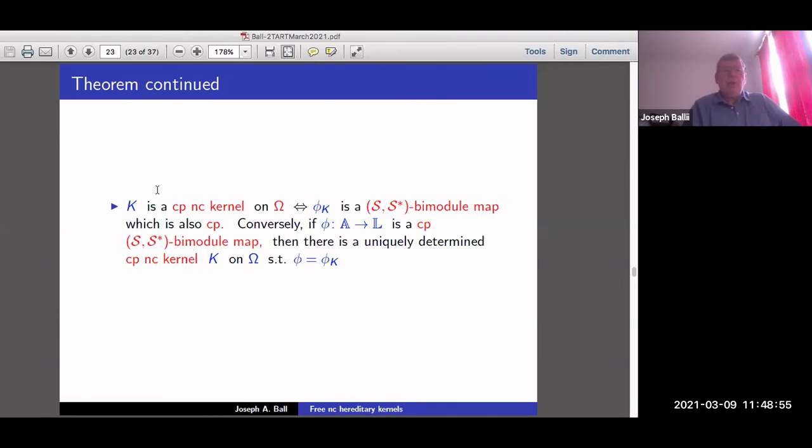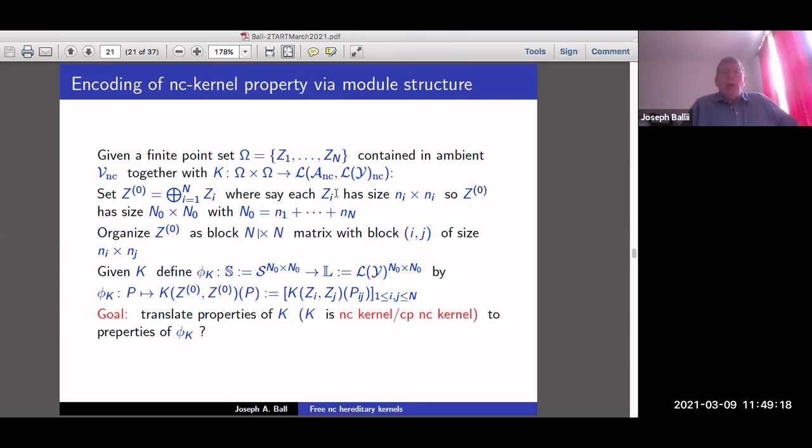And there's a converse to the theorem. K is a completely positive non-commutative kernel if and only if phi K is a completely positive S, S star bimodule map. So completely positive on the one side is the same as completely positive on the other. So we have a translation. We get rid of kernels and we have maps between C star algebras. That we already did.